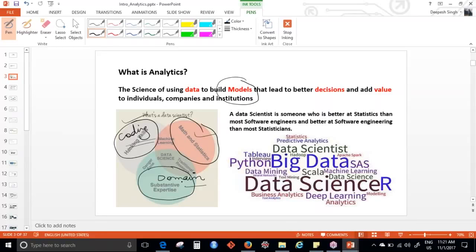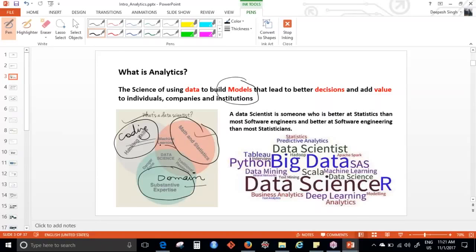So if you're working in the retail domain, you would already understand the jargons which are used in the retail industry. If you work as an HR, you would understand better the terms that are involved in the recruitment process and in an appraisal process. So you already have the domain knowledge. You just need the maths and stats part and the coding part. Okay.